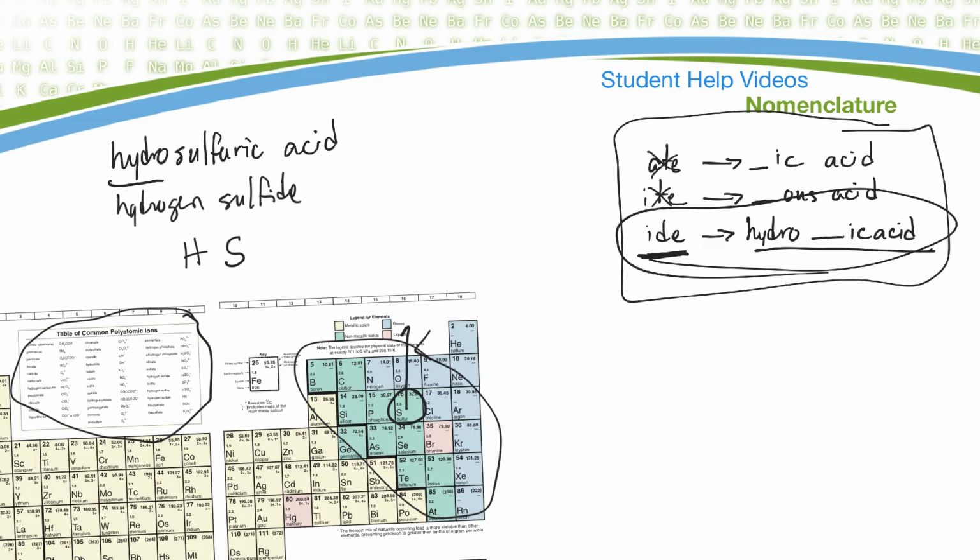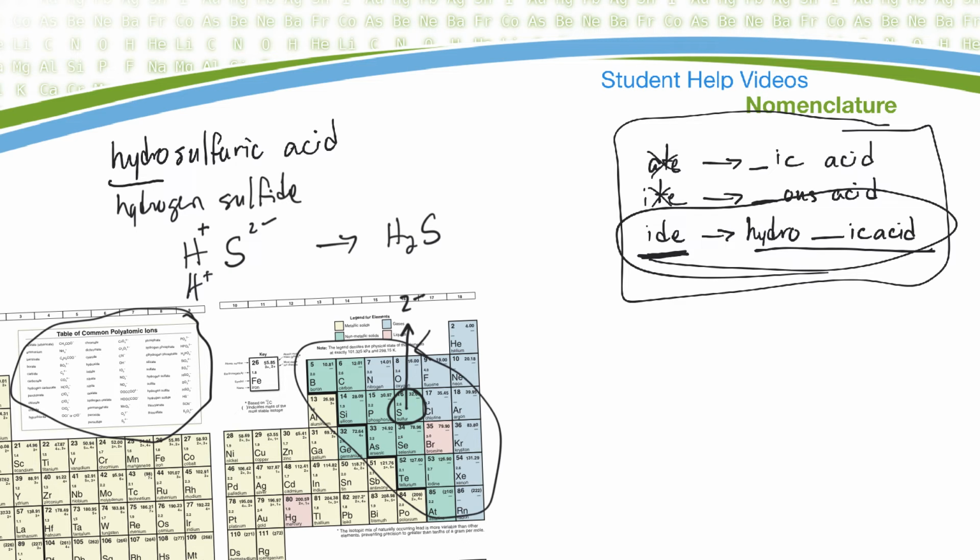Since the S is in the 2- category, so this is a 2- and hydrogen is a 1+, then I need 2 hydrogens, 2 of these, to balance off the 2-. So the formula will be H2S. Hopefully that helps you with that.